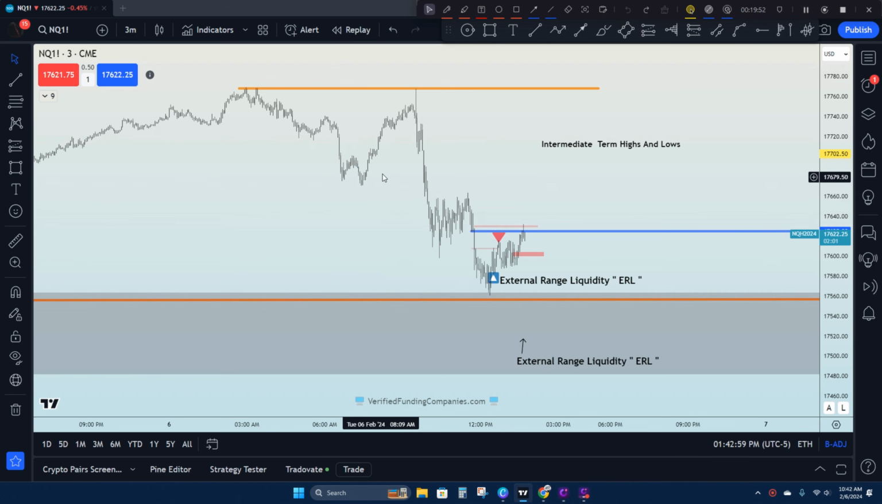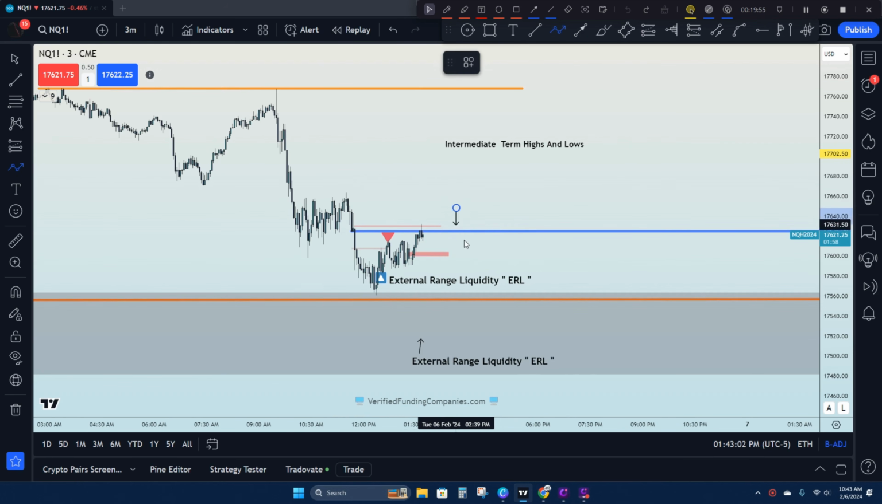So when they want to break this range, they're going to run one side of it and then attack the other side. Which way do they do that? They probably do it this way. They probably break this low and then up.